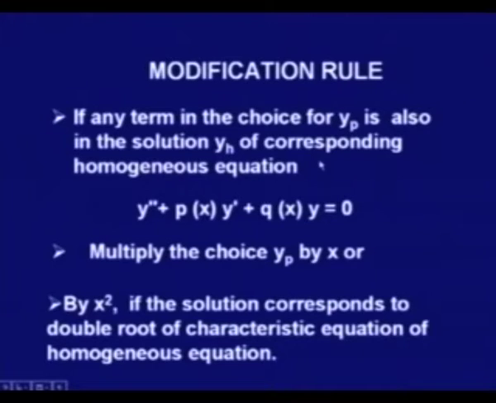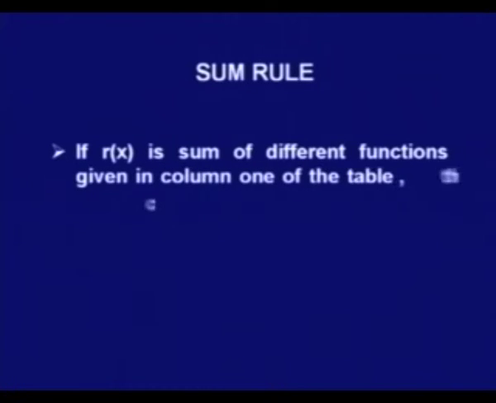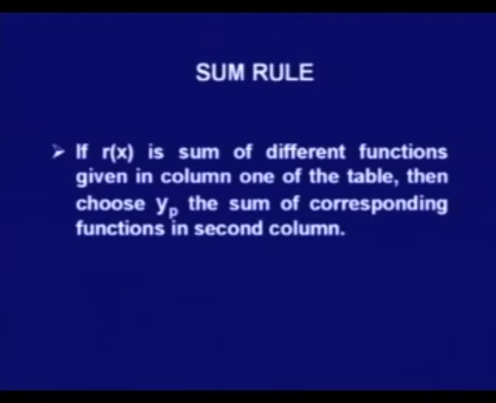Then there is one more rule, that is called the sum rule. What it says is, I may have r(x) as a sum of different functions given in column 1 of the table. Then choose y_p as the sum of the corresponding functions in the second column. Now, let us see how to use these rules and this method to find the general solution of a non-homogeneous equation. We will see that through some examples.